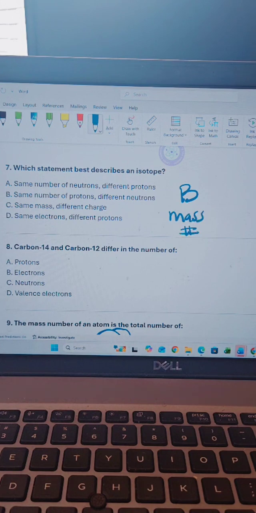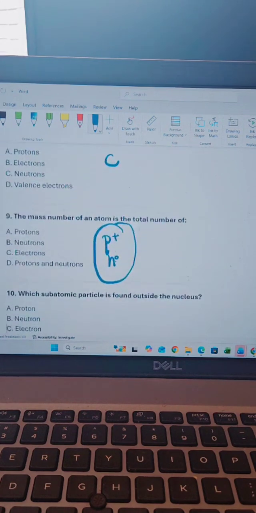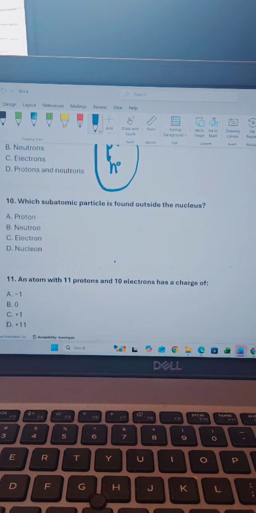Speaking of which, carbon 14 and carbon 12 differ in the number of what? Protons, electrons, neutrons, or valence electrons. Yep, neutrons is correct. Neutrons is correct. All right.